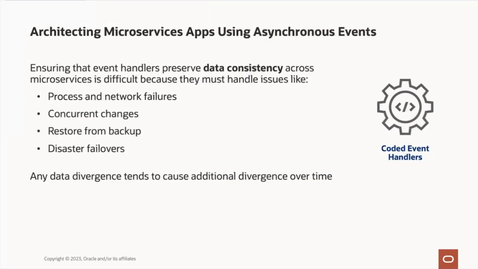Ensuring that event handlers preserve data consistency across services is difficult because they have to handle issues like process and network failures, concurrent changes, restores from backup, and disaster failovers. If not handled sufficiently, any of these situations can cause data divergence that tends to snowball into additional divergence over time.